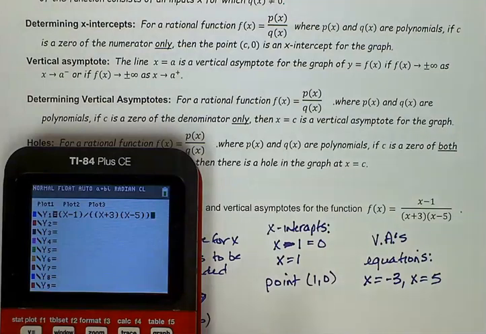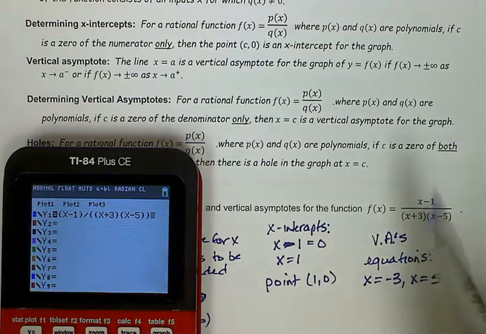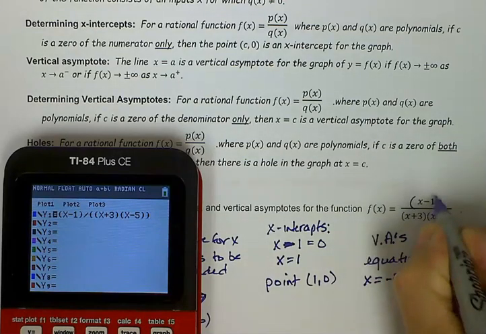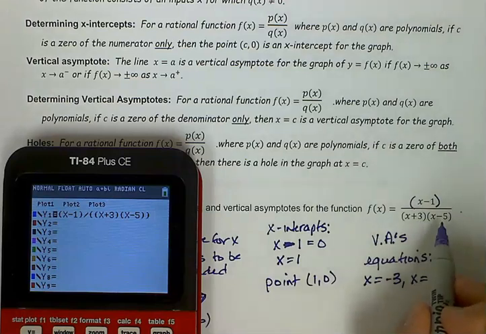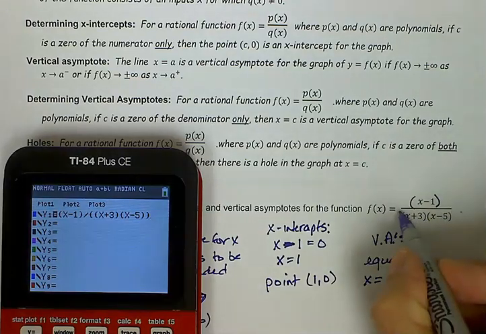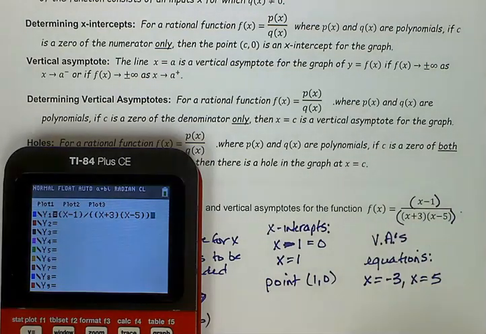I have the function in my y equals menu, and notice how many extra parentheses I put in there. Since the numerator had two terms, I had to put parentheses around that. And since the denominator had two different factors, I also had to put an extra set of parentheses around that. Otherwise, my calculator would not be giving me the correct graph.